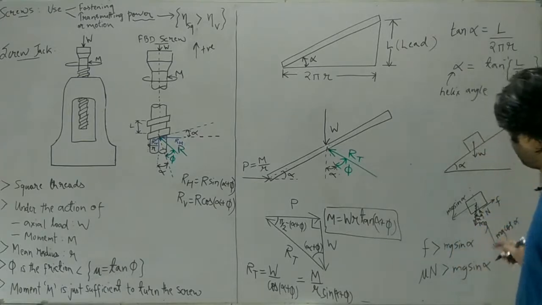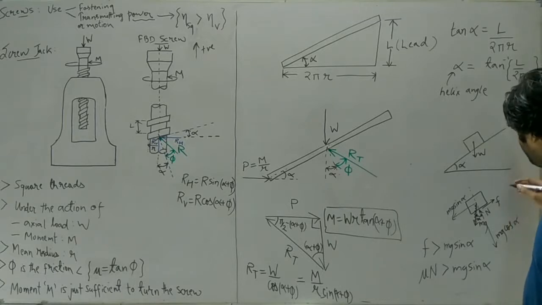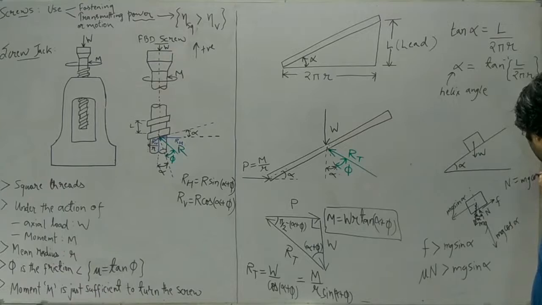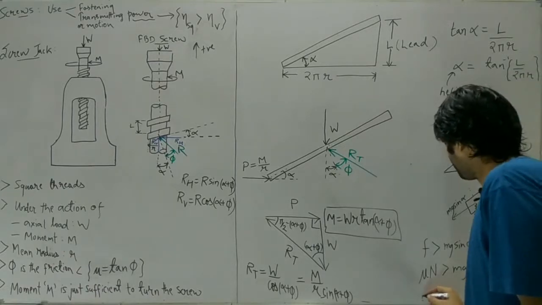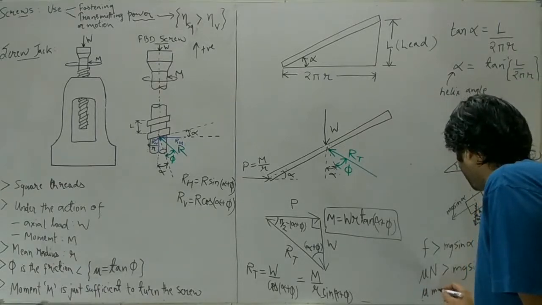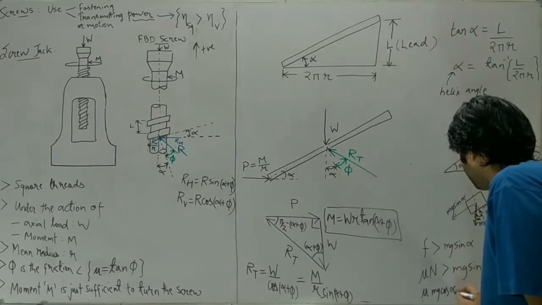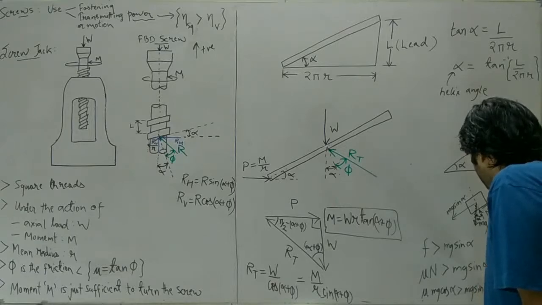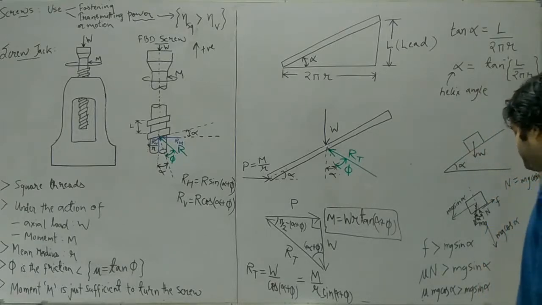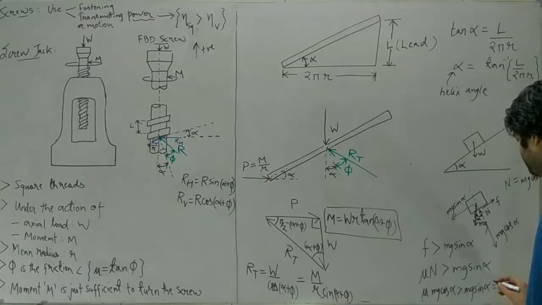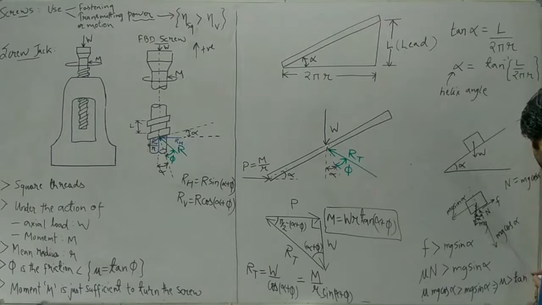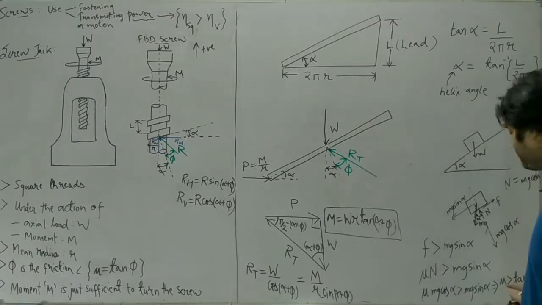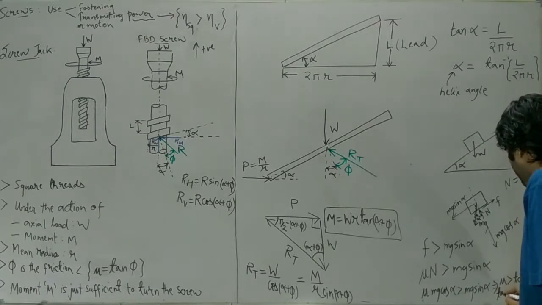So N from this can be calculated easily as N is equal to mg cos alpha. So mu mg cos alpha is greater than mg sine alpha, which gives us mu is greater than tan alpha, and mu can be written as tan phi in terms of friction angle.